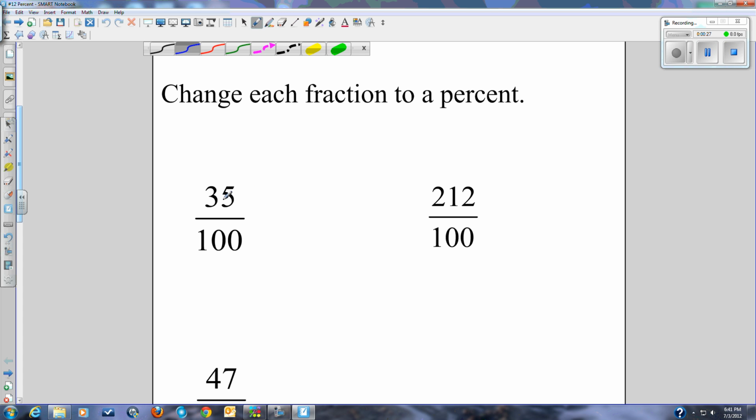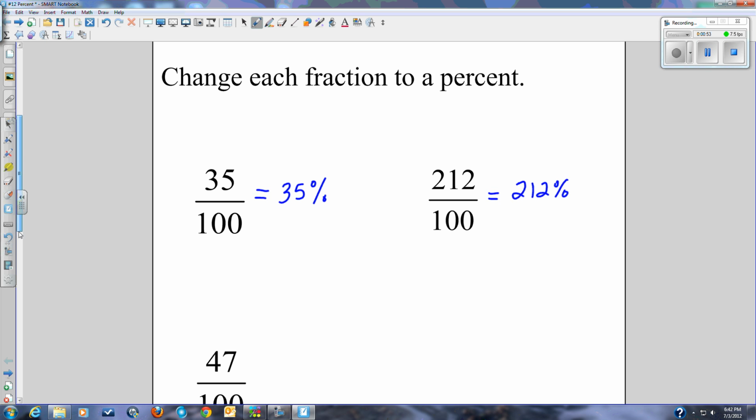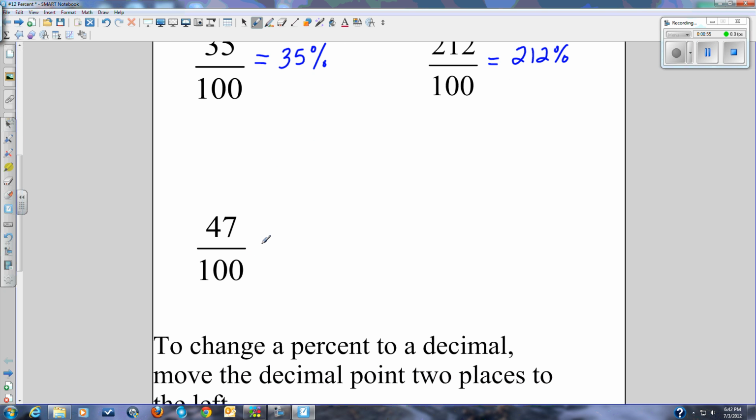35 over 100. Since it's already written over 100, we can just write that as 35%. If the fraction already has 100 in the denominator, we can just put the numerator down as our answer and attach a percent sign. So 212 over 100 gives you 212%. 47 over 100 gives you 47%.